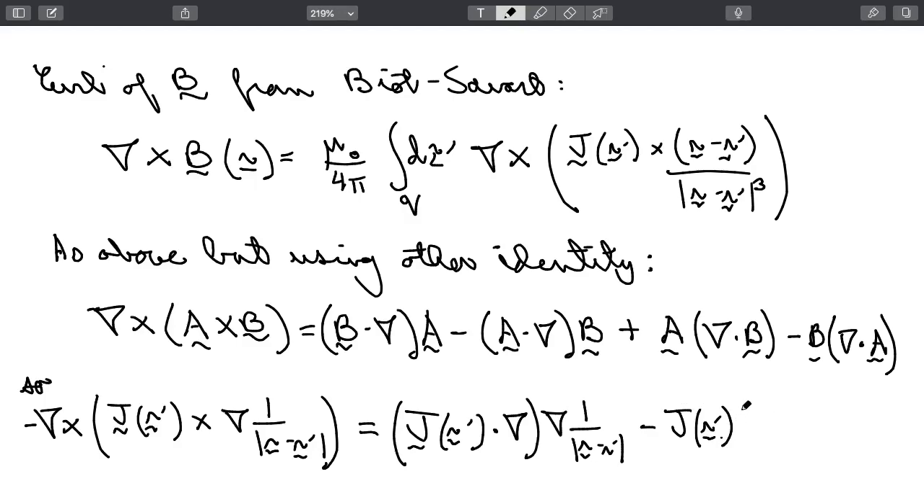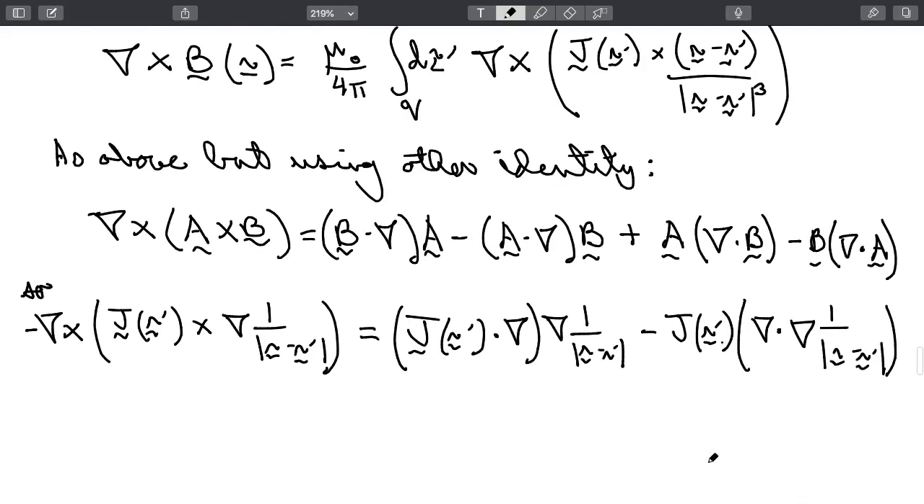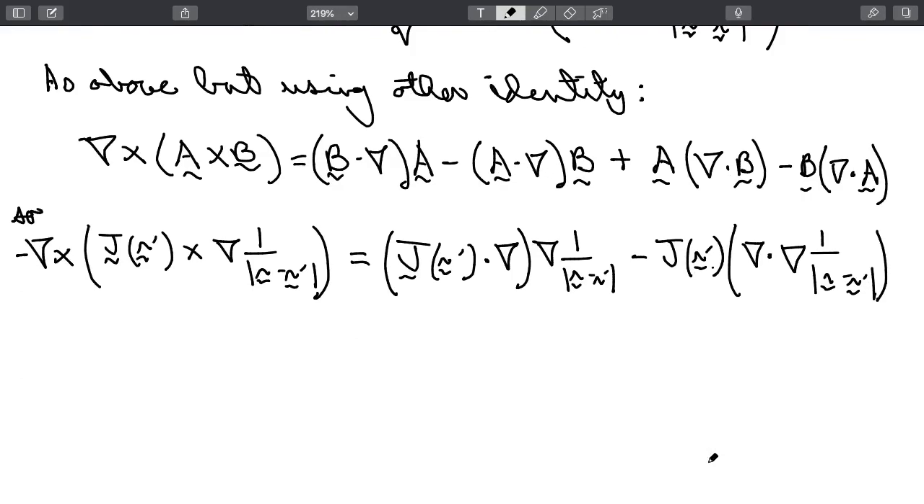With now the divergence of the gradient of 1 over r minus r prime. Okay, these are the only two terms that do not vanish.